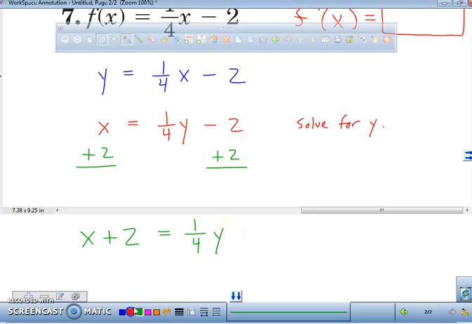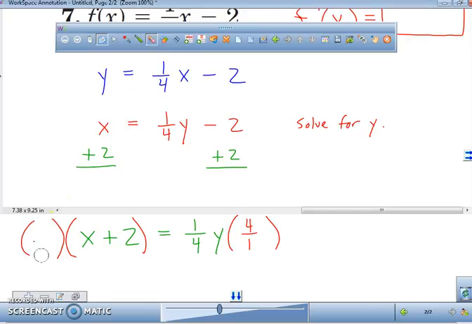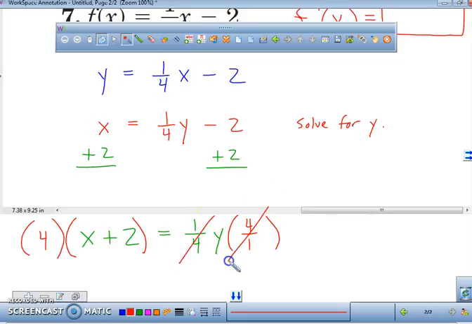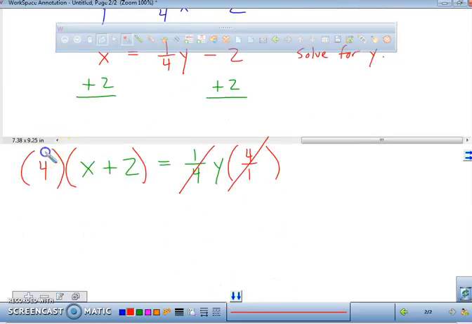So what could I do to both sides? Some of you might think, oh, I'm going to divide both sides by 4. But I would say, let's multiply both sides by its reciprocal, which is 4/1. Instead of writing 4/1 right here, I'm just going to write the number 4. 1/4 times 4/1, they totally cancel out. And then I just have to distribute the 4 to the x and distribute the 4 to the 2.